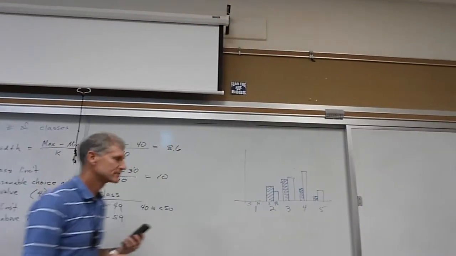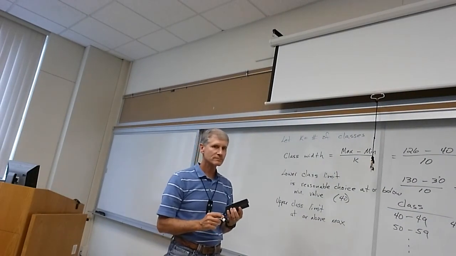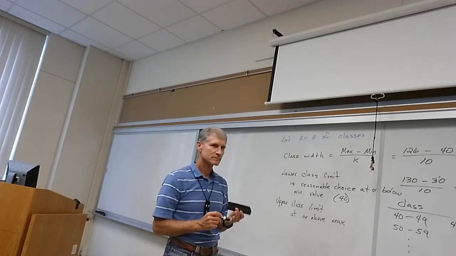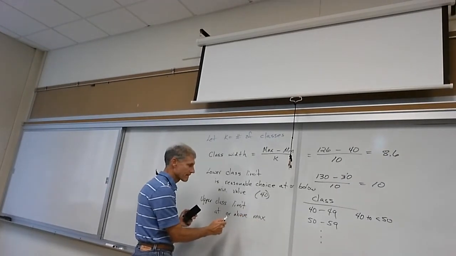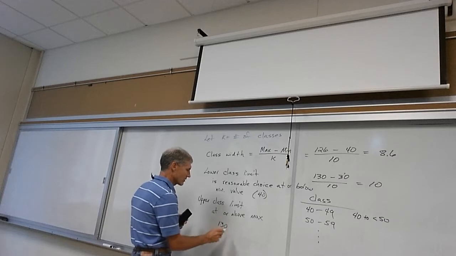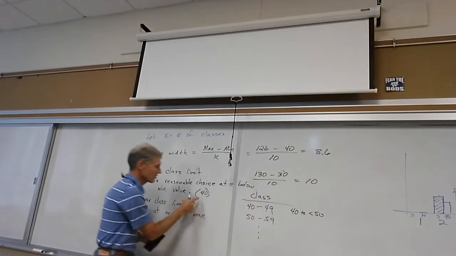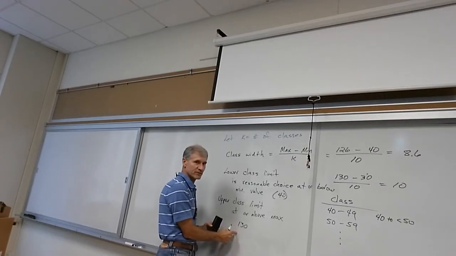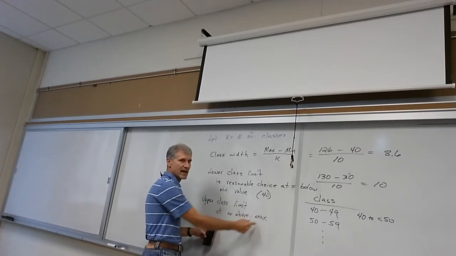Yeah, question? Okay. So for the lower class limit, you said that the minimum value is 40. But for the upper class limit, you said the maximum value is 130. Yes. So at or above the what? Why would that be 126? Well, I'm going to start at a nice multiple of 10, right? So I've decided to start at 40, and I have class widths of 10, so each limit has to be a multiple of 10. So I need the next multiple of 10 that covers my max. So at or above the max.